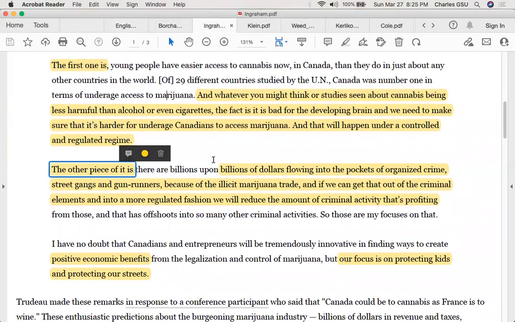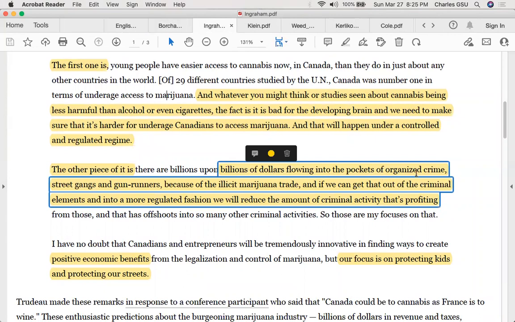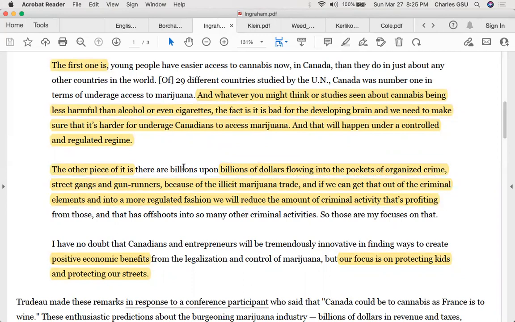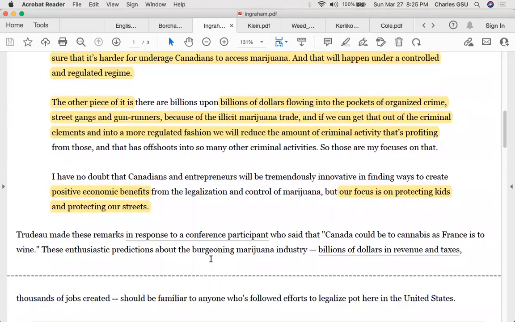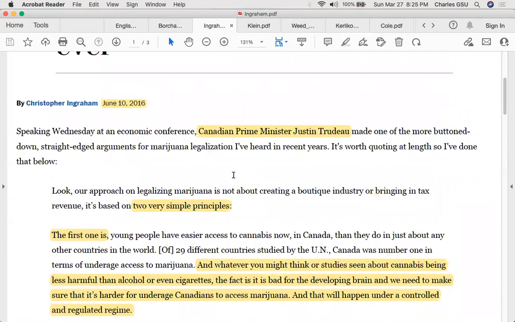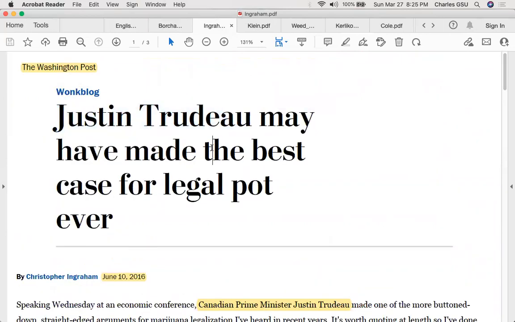And he says the other piece of it is billions of dollars flowing into the pockets of organized crime, street gangs, and gun runners because of illicit marijuana trade. If we can get that out of the criminal elements and into a more regulated fashion, then we'll reduce the amount of criminal activity, right? So on the one hand, as he says here, protecting our kids, and on the other hand, it's protecting our streets. So it's hard to argue with that, but he's therefore, Justin Trudeau, in favor of legalizing recreational cannabis, which Canada did. So that's another pro or for article.